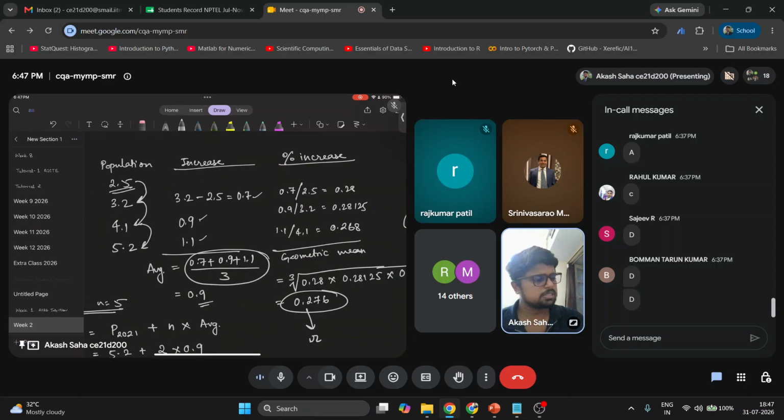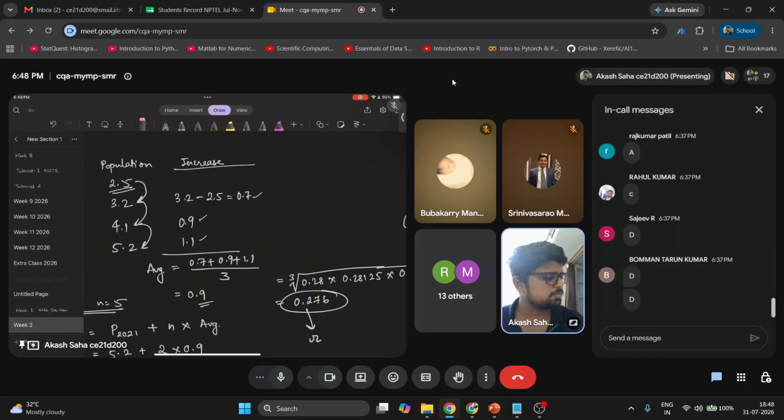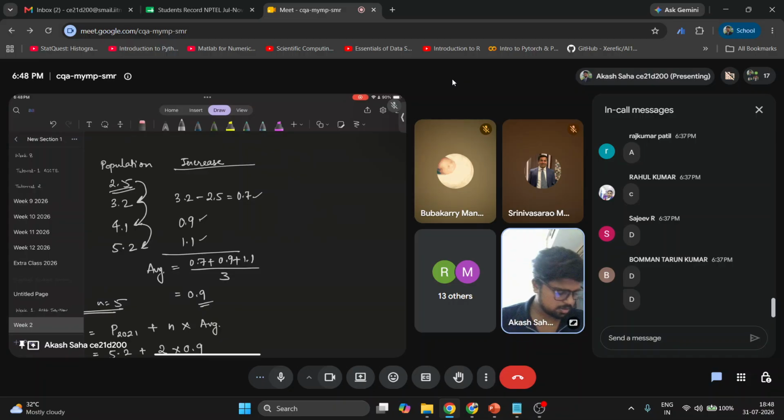Now the last one is the incremental increase method. So I'm just rubbing this. Okay. So can someone tell me the answer for the incremental increase method?